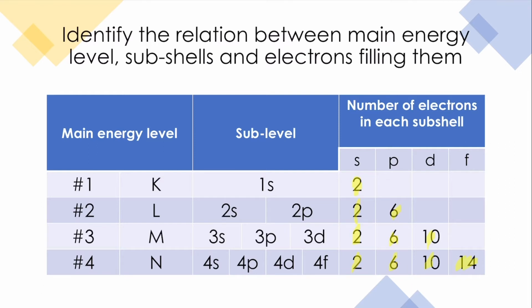And as you can see here, in the first main energy level, how many electrons? We have 2. In the second main energy level, we have 8. In the third, we have 18. In the fourth main energy level, we have 32.